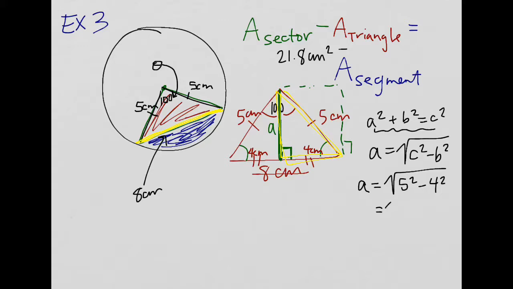which is going to give me the square root of 25 minus 16, or the square root of 9, which we know to be 3. Again, it could be a negative 3, but we only want to deal with distance. All right, so now I know my height is 3 centimeters.